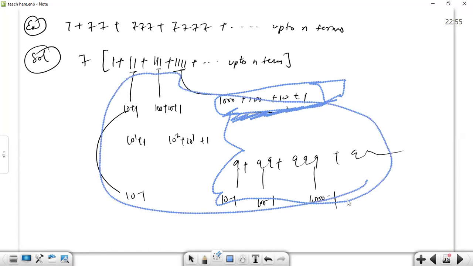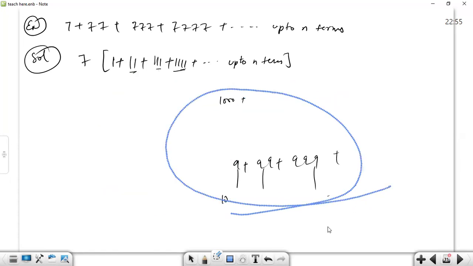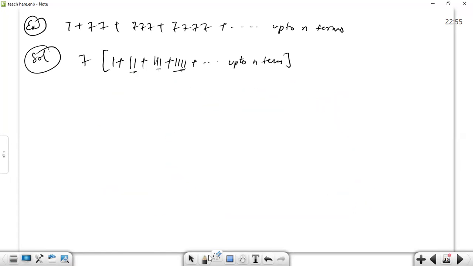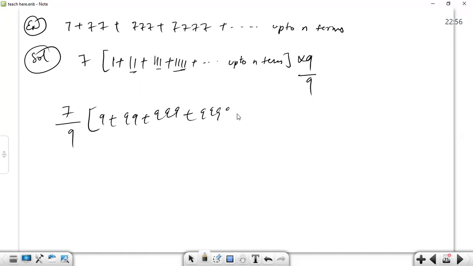Clear? So let's try to make them 9s. For making them, let's multiply by 9 and also divide by 9. Now we will keep this 9 outside and multiply the 9 inside: 9 plus 99 plus 999 and so on up to n terms, with 7 by 9 outside. Now this 9 can be written as 10 minus 1, this can be written as 100 minus 1, and this 999 can be written as 1000 minus 1. Do you agree?